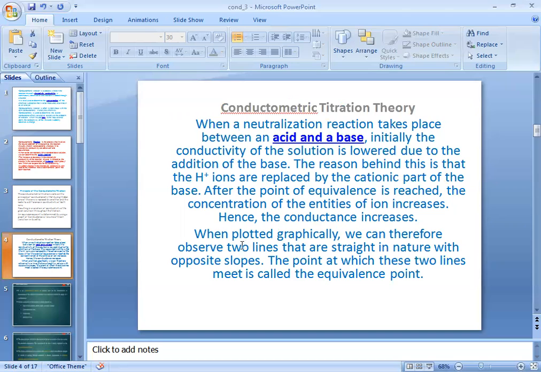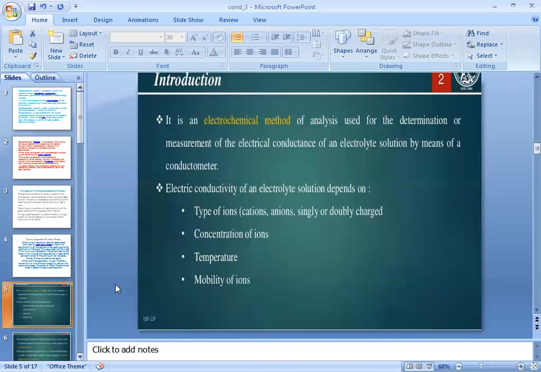When plotted graphically, we can therefore observe two straight lines of opposite slope. The point at which these two lines meet is called the equivalence point. So ये subsequent slides में हम देखेंगे acid base titration का graph कैसे होता है. Okay, so we will first see on what factors the electric conductivity of the solution depends.